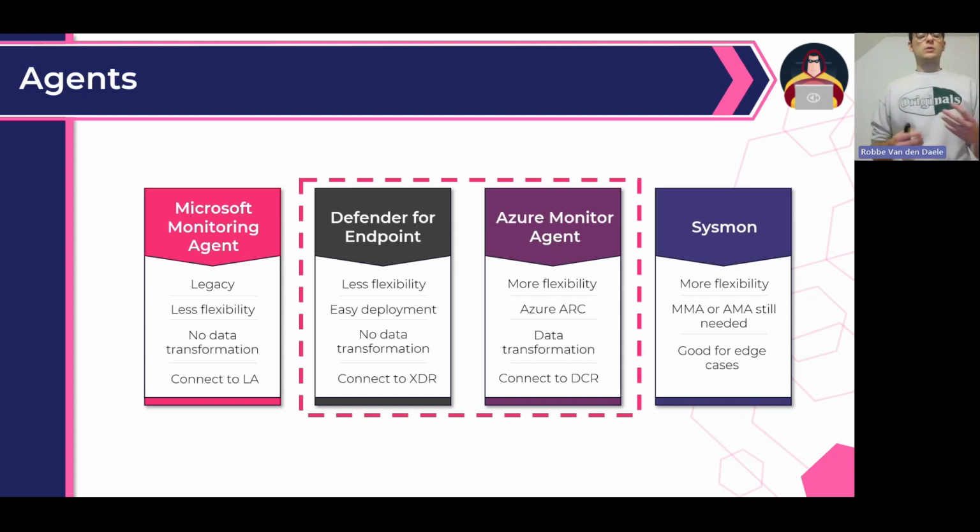The third agent is the Azure Monitor Agent. With that, you have far more flexibility. You can create data transformations as much as you want with data collection rules in Azure, but you need Azure Arc for that. And then the fourth agent is Sysmon. You have a lot of flexibility with Sysmon. You still need an MMA or AMA agent to get the Sysmon logs, but it's very good for edge cases and for very specific scenarios that you want to use.